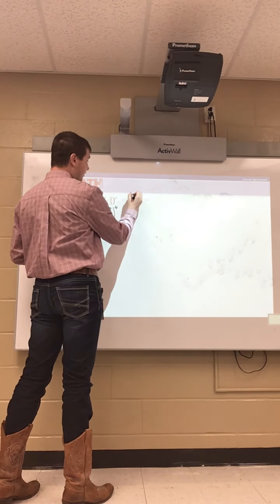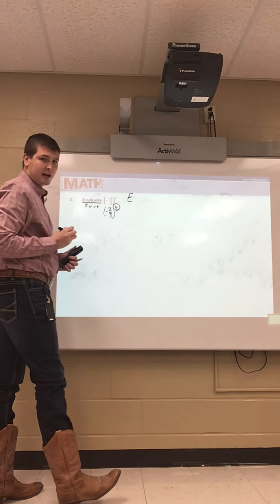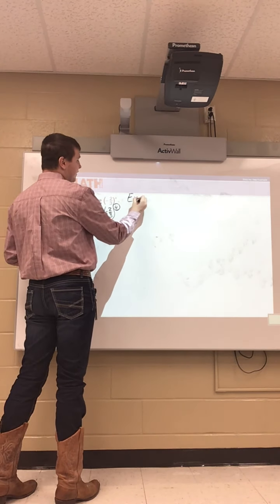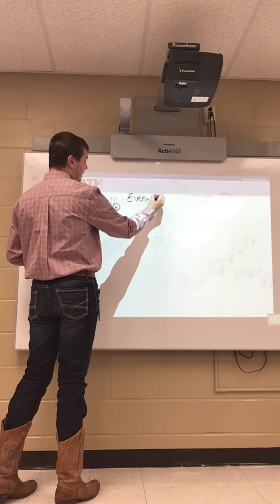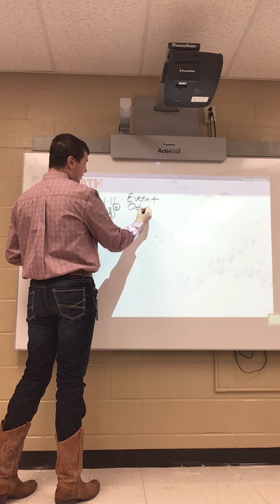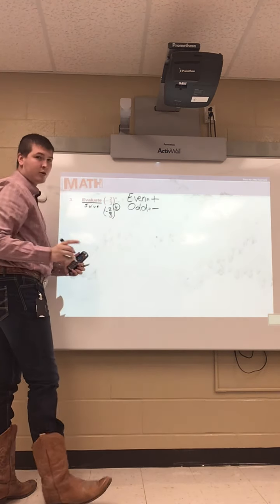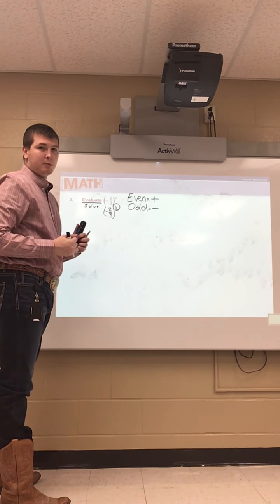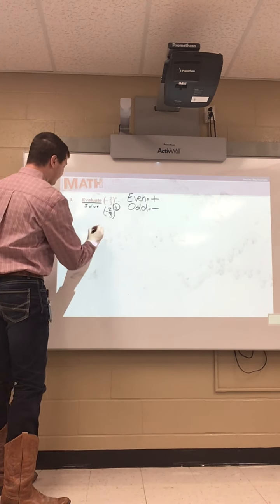Okay? If this little guy, it all depends on the exponent. Okay? You look at the exponent and you say, if it's even, then I'm going to have a positive answer. If it's odd, I'm going to have a negative answer, and I'll show you why. So the 4 is telling us to multiply negative 2/3 4 times by itself.